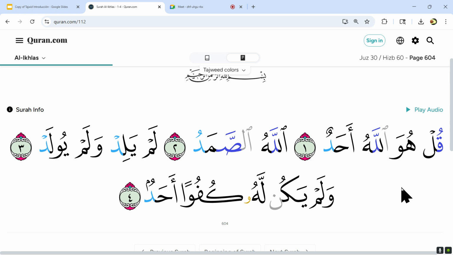Alhamdulillah. الله الصمد لم يلد ولم يولد ولم يكن له كفوا أحد. Nice. That sounded great.